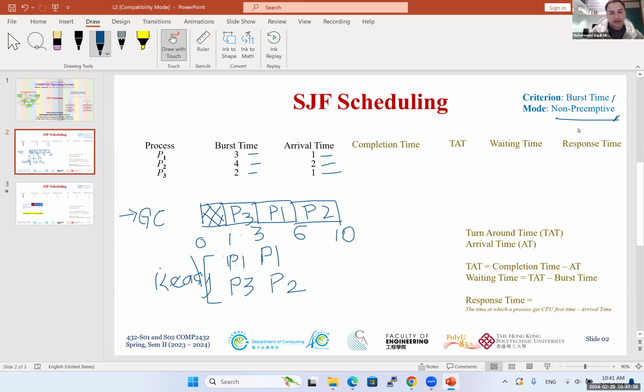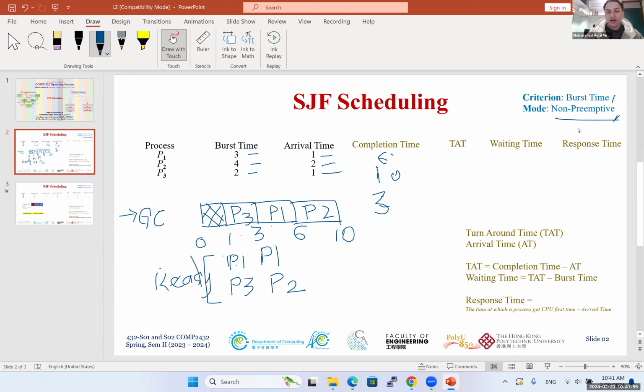And if you want to write the completion time, now this is a little bit tricky. You should see where the process P1 got completed. The process P1 got completed here, so you will write the completion time as 6. What about process P2? Process P2 got completed at 10, so we will write 10 here. And process P3 got completed at 3, so we will just write 3 here.